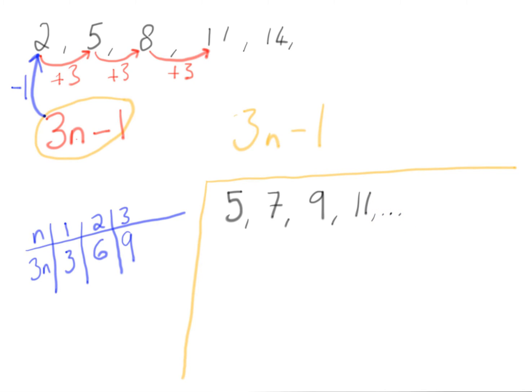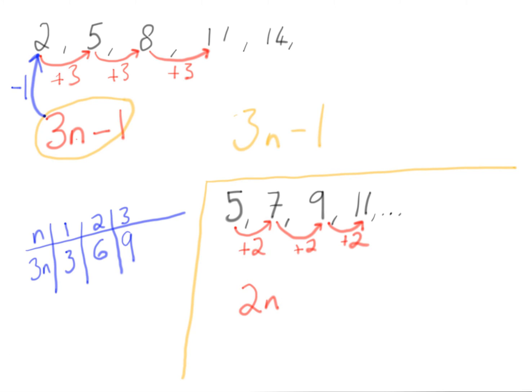Well, okay, once again, our first step is to have a look at the gap between these two numbers. So how do we get from 5 to 7? Well, we need to add 2. How do we get from 7 to 9? We need to add 2. How do we get from 9 to 11? Yes, you've guessed it, we need to add 2. So what do we do with our 2? We make it into 2n.